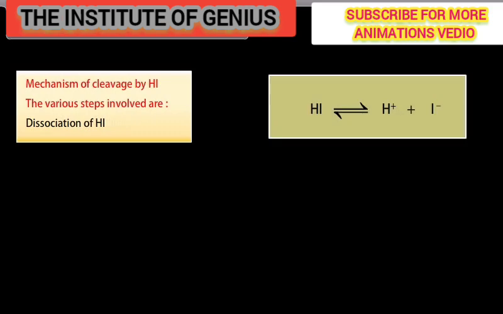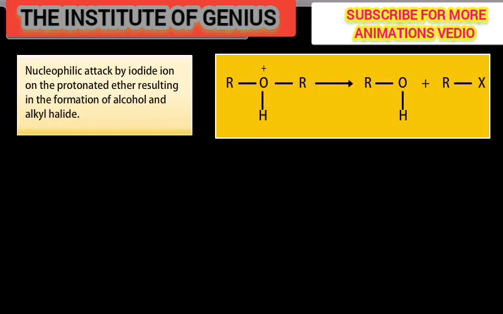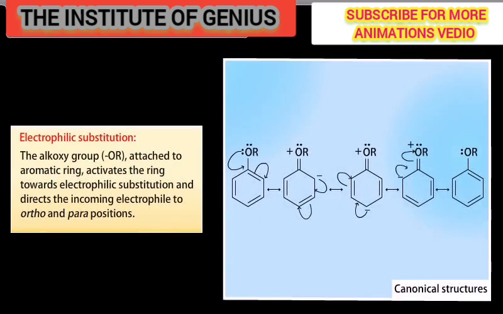Mechanism of cleavage by HI. The various steps involved are dissociation of HI, protonation of ether, and nucleophilic attack by iodide ion on the protonated ether, resulting in the formation of alcohol and alkyl halide. The alkyl oxygen bond in alkyl aryl ethers can be cleaved by hydrogen halides to form phenol and alkyl halides. Electrophilic substitution. The alkoxy group attached to the aromatic ring activates the ring towards electrophilic substitution and directs the incoming electrophile to ortho and para positions.